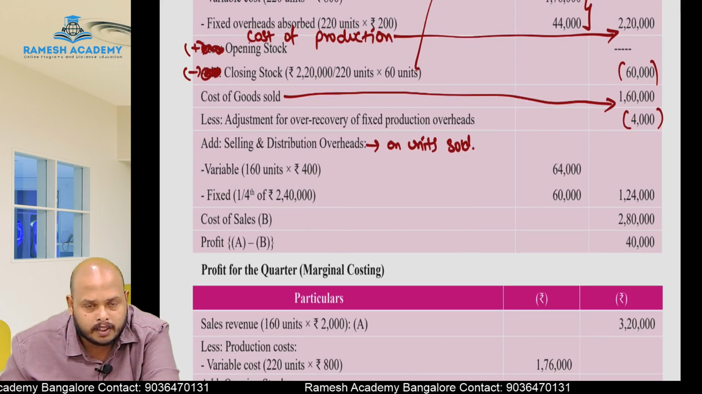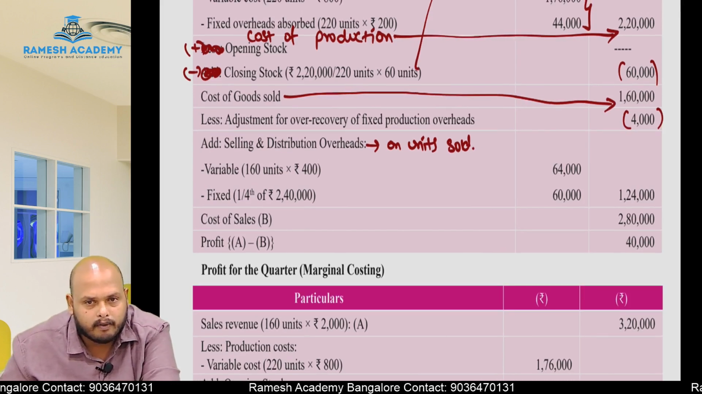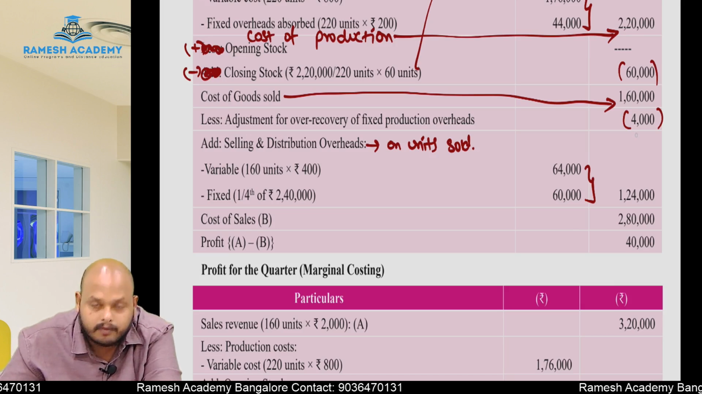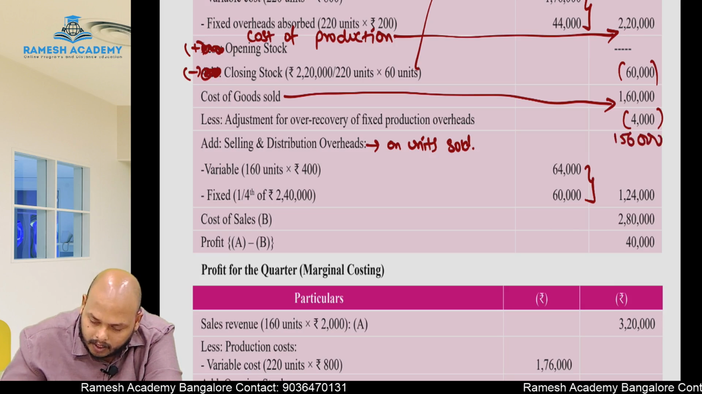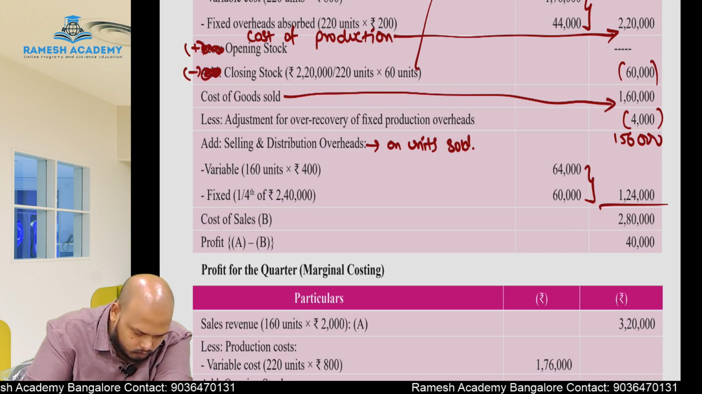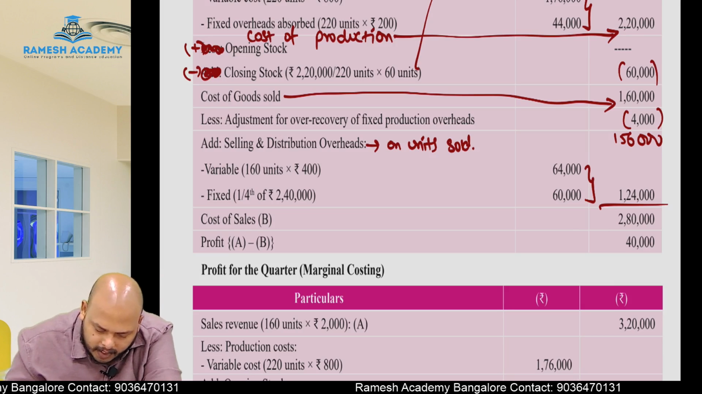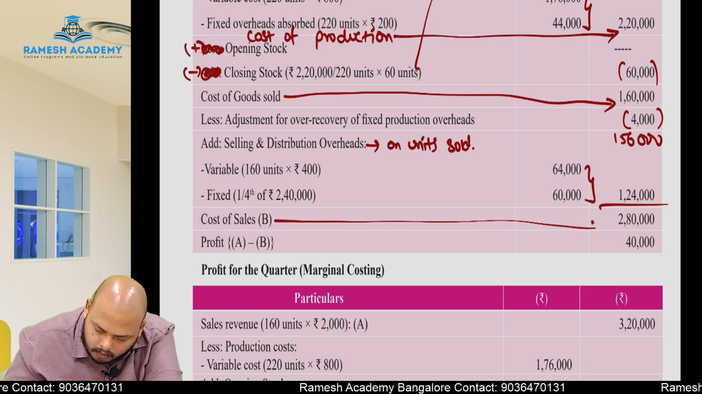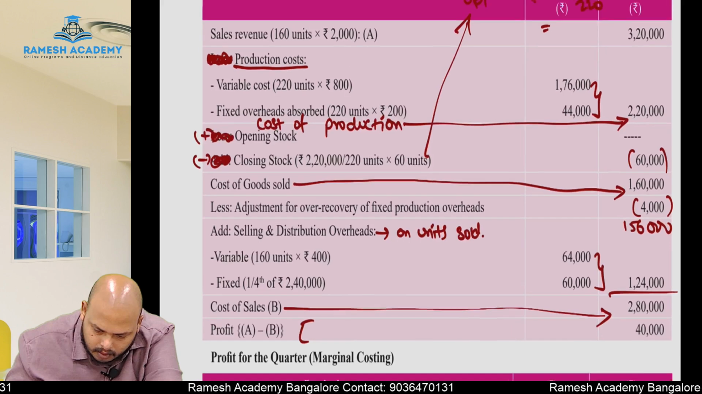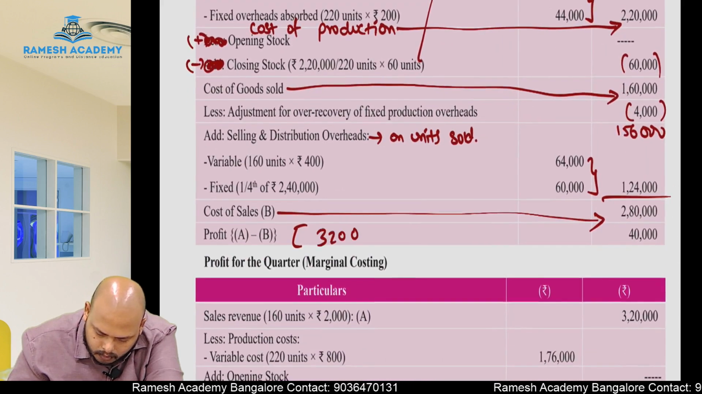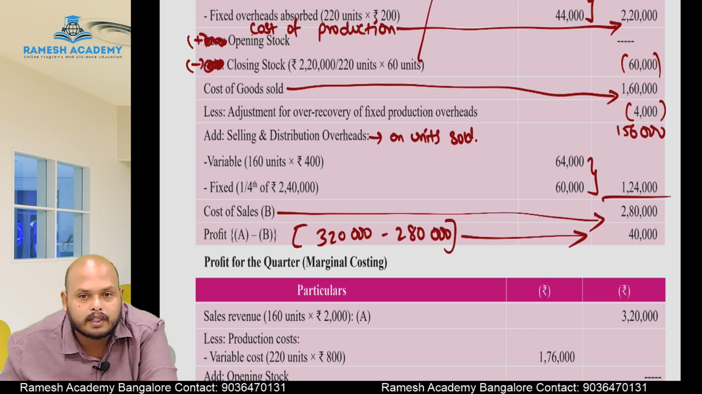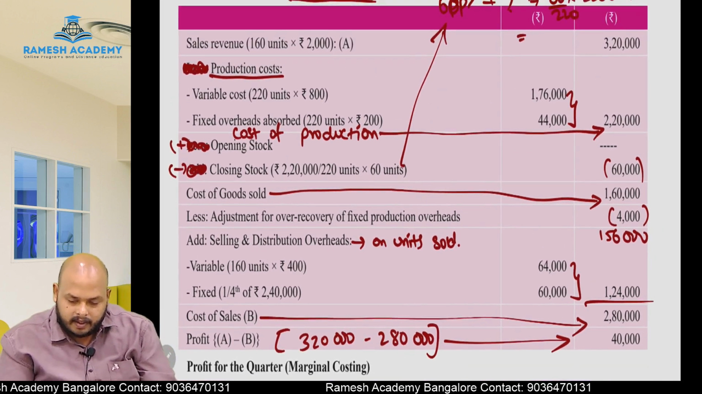160 into 400, how much? 64,000. Fixed overheads 2,40,000 divided by 4 quarters is nothing but 60,000. 60 plus 64 is 1,24,000. 1,60,000 minus 4,000 is 1,56,000. 1,56,000 plus 1,24,000, how much? 2,80,000. That is the cost of sales. Cost of sales is 2,80,000. Profit will be: sales is how much? 3,20,000 minus 2,80,000. So how much is the profit under absorption costing? 40,000. Understood, everyone?